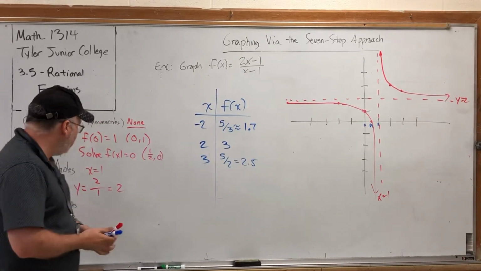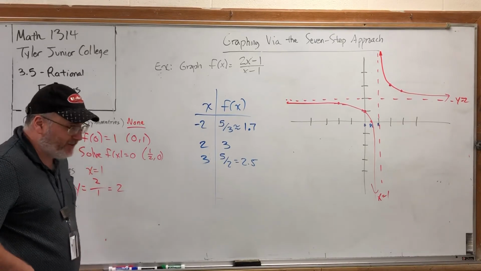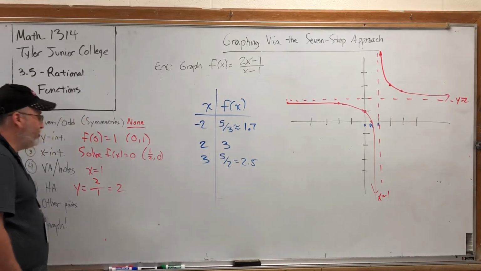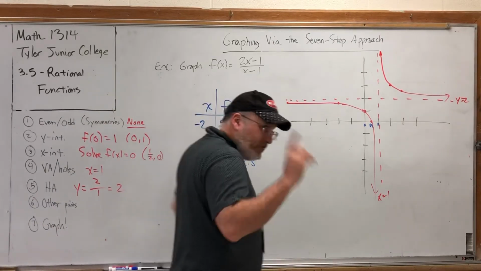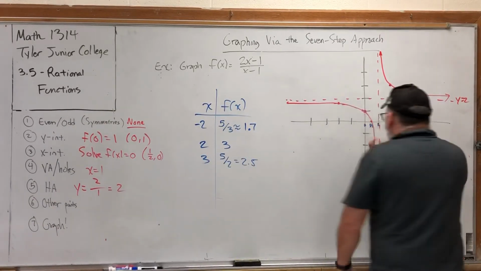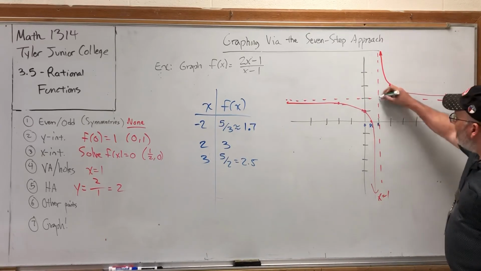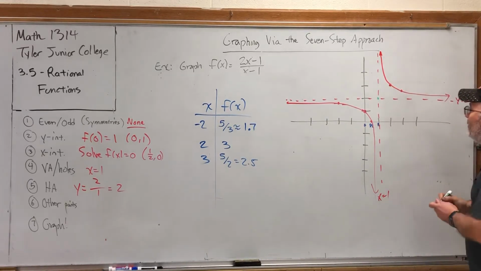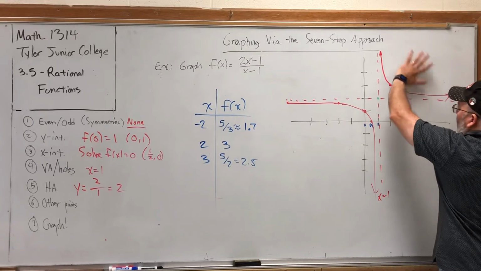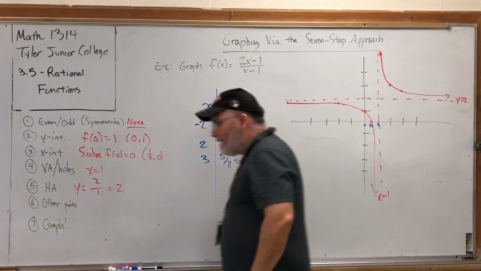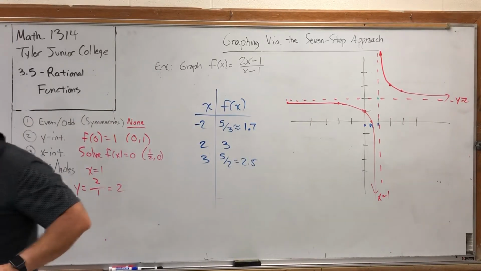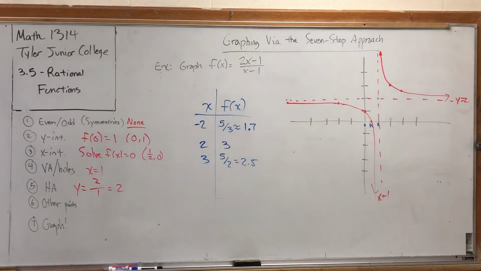One last comment. I said that this graph has no symmetries, but that's a lie. It does not have y-axis symmetry, nor does it have origin symmetry, but it does have a rotational symmetry. Not rotating around the origin, but rotating around the intersection point of the asymptotes. In other words, if I rotated this branch around here, it would land on the other one. Many rational functions do have some sort of rotational or y-axis symmetry. There are ones that don't, but this is one that does.